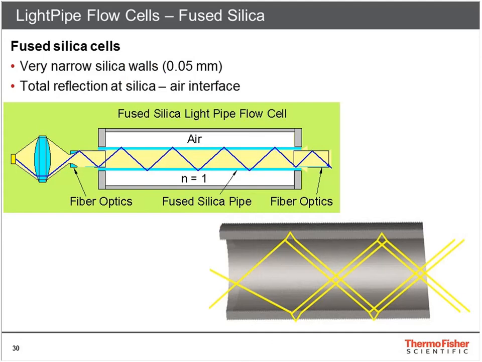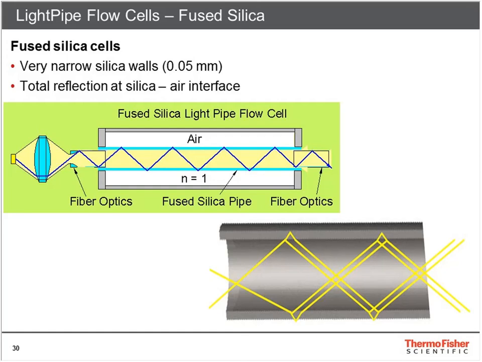They use total reflection between the thin silica walls and air outside the capillary. This gives a wider critical angle, and more light transmission is possible. Silica also has fewer problems with contaminations getting stuck on the cell walls.